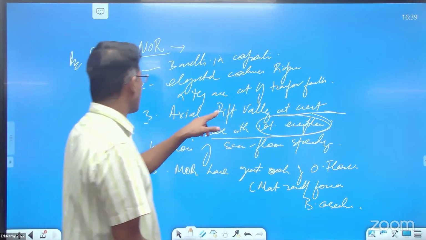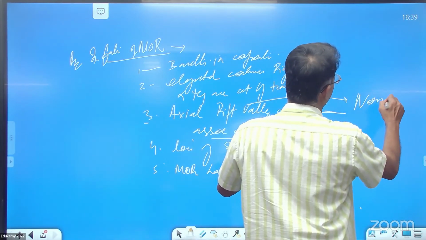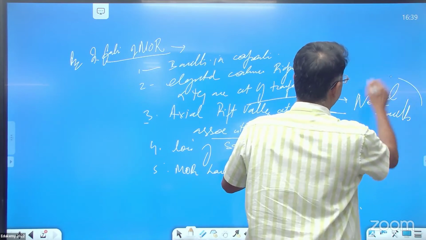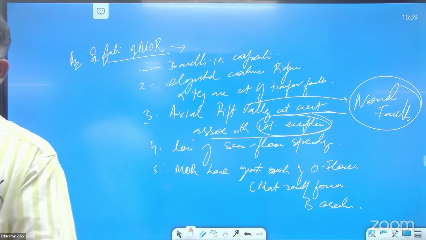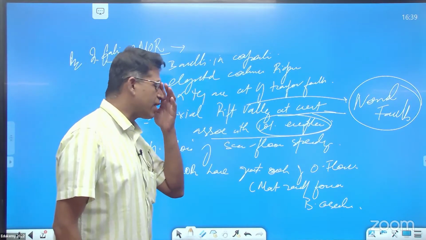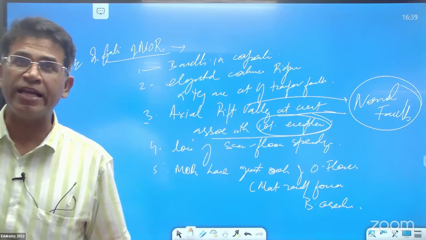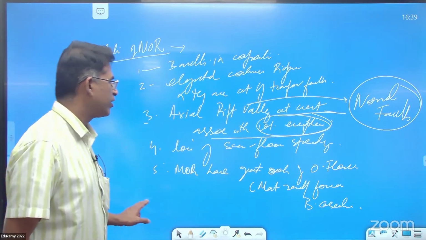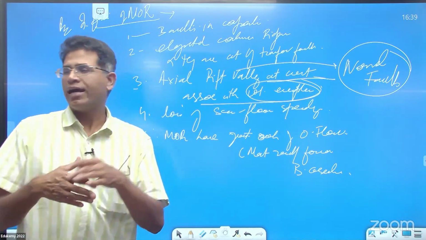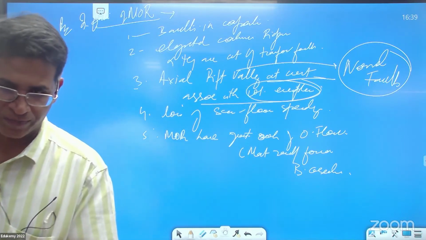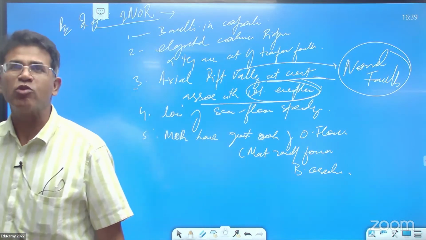Yes, absolutely. You can also add this: the axial rift valley and this rift valley are examples of normal faults. Agreed that they are normal faults. Normal faults means associated with stretching. They are the locations of sea floor spreading, locations where we have the youngest ocean floor rocks. These are locations where the recently formed basalts are accumulating.